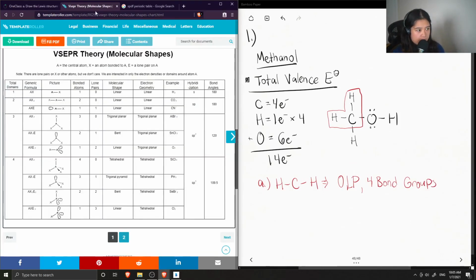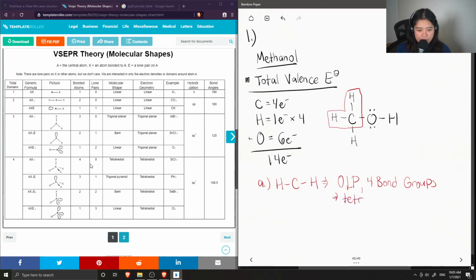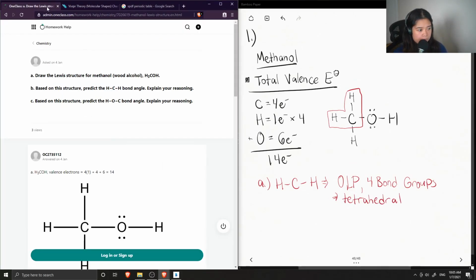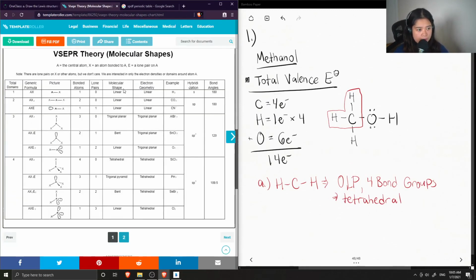So if we use the VSEPR theory table, when you have 0 lone pairs and 4 bonded atoms, we have a tetrahedral geometry. So this is tetrahedral. And also using this table, we're going to use it to find the bond angle. So for tetrahedrals, it's 109.5 degrees.